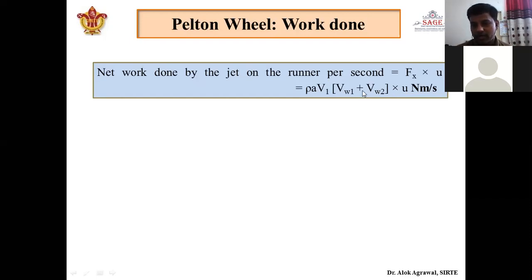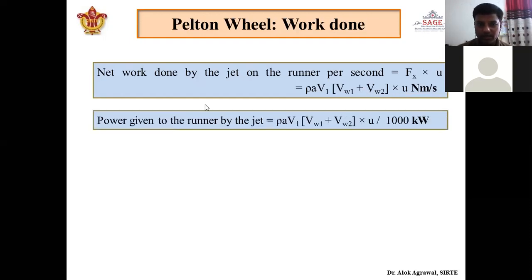If beta is less than 90 degrees, this formula is applicable. If it is equal to 90 degrees, VW2 will not be there. And if it is greater than 90 degrees, there will be a minus sign. Now, power given to the runner by jet, we have to divide it by 1000 per second, and we will get the power given to the runner by the jet.